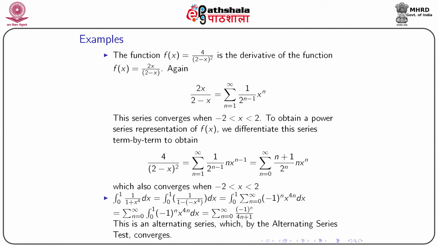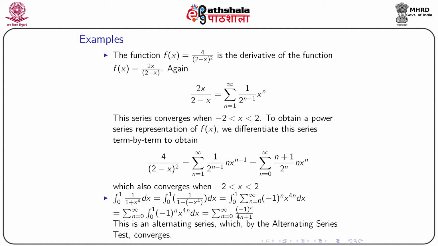Now consider the second example. Suppose we are asked to integrate from 0 to 1, 1 by 1 plus x to the power 4, dx. Well, our simple mathematics will not be able to solve this. So what will we do? We will use the concept of series. For integrating from 0 to 1, we can write the function 1 by 1 plus x to the power 4 as the series sum over n from 0 to infinity of minus 1 to the power n times x to the power 4n.